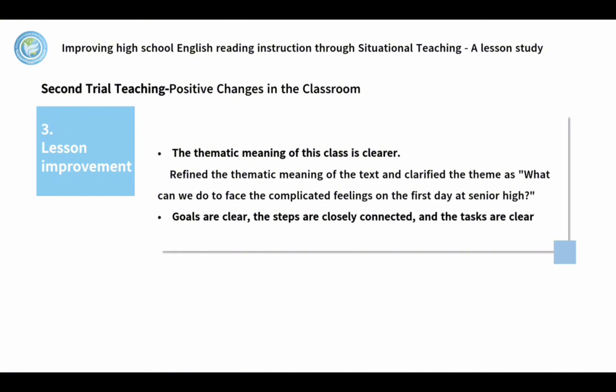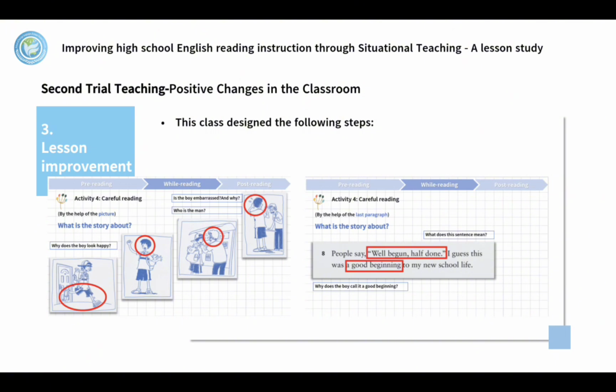And our goals are clearer, the steps are closely connected, and the tasks are clearer. And now let's just go into the second trial teaching and see. In the introduction part, we combined the first situation picture in the text and the last paragraph of the article. We let the students predict the content of the story to stimulate their interest in learning.